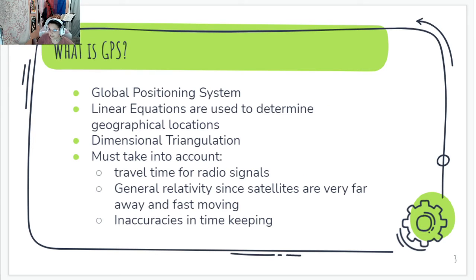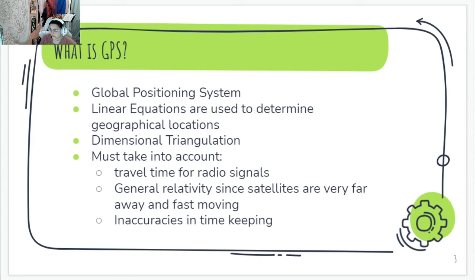So what is GPS? It is Global Positioning System, and linear equations are used to determine geographical locations through dimensional triangulation. So that's basically where you would find a point on a surface of the Earth and determine its distance to 3 other points to figure out where it is. In real life, it's much more complicated than what I'm going to show.